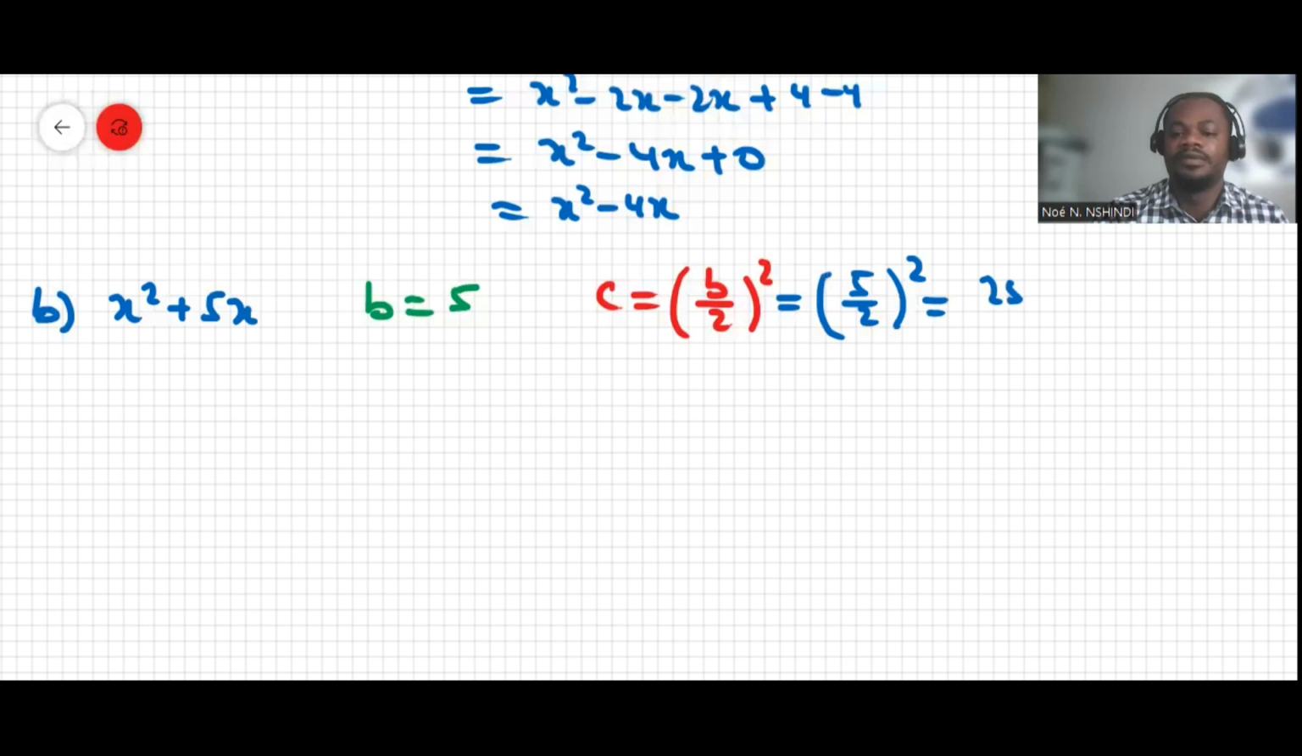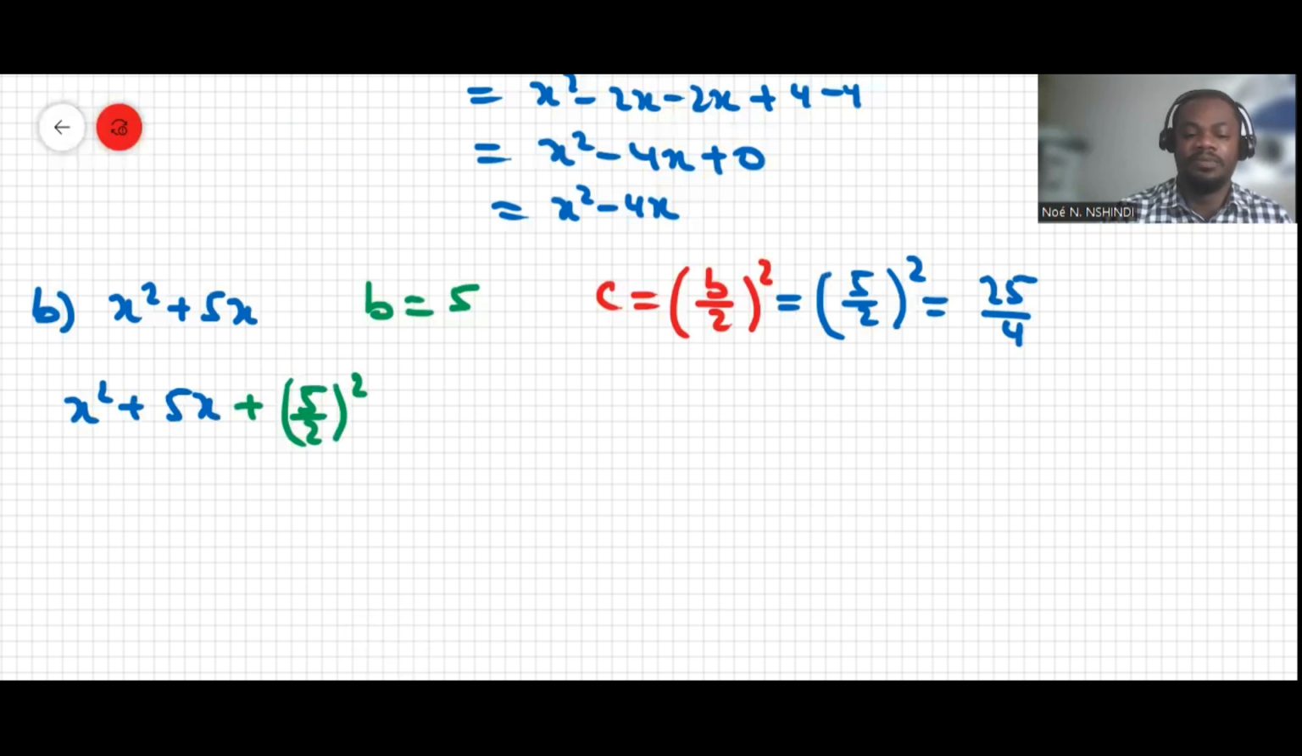25 over 4. Okay, so over here I'm going to write x squared plus 5x. Then I am going to add (5 over 2) to the power of 2. Now if I add this, I change my equation completely. So what can I do? I must minus 25 over 4. These two are just the same thing.